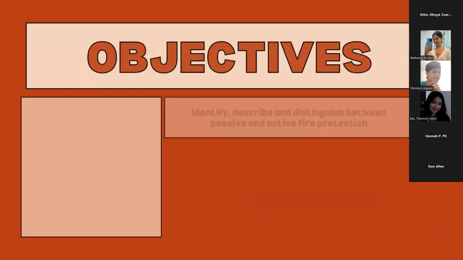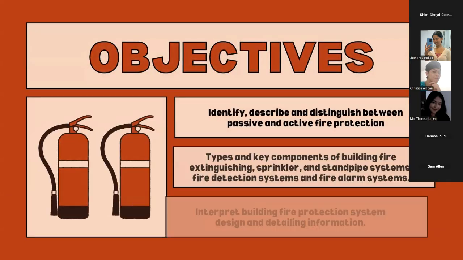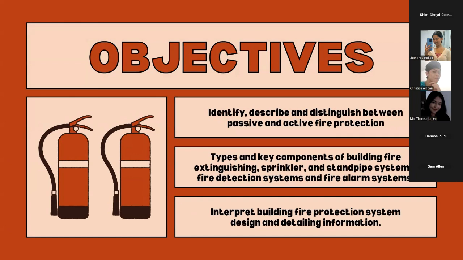For the objectives, first is to identify, describe, and distinguish between passive and active fire protection. Then the types and key components of building fire extinguishing, sprinkler and standpipe systems, fire detection systems, and fire alarm systems. And lastly, to interpret building fire protection system, design and detailing information.